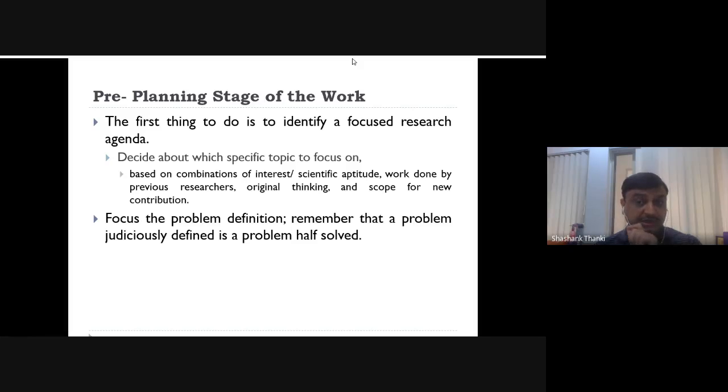And very important is that we say a problem judiciously defined is a problem half solved. So how you define your problem, exactly what is your problem, what you are trying to fill? What is the gap you are trying to fill? Is there a gap? First thing, if yes, there is a gap in that literature, how will you be filling that gap? What kind of research will you be conducting? Which methodology will you be applying? How will you be contributing in that? What new are you finding? So all these things are important. And focus on the research problem definition. Remember that a problem judiciously defined is a problem half solved. Very important. A very correct definition of a problem statement is very important.